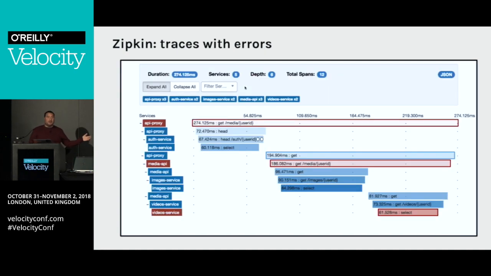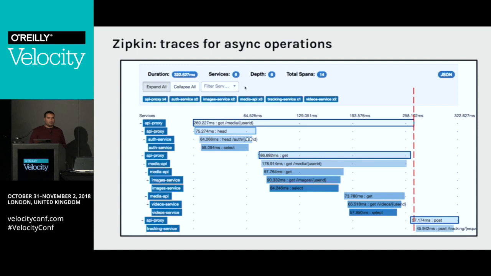And this is how it looks when you have errors. You will see that they are marked in red, but more important, you will see how this error is propagated upstream from the video service to the media API and from the media API to the API proxy. And this is what I was mentioning about an async operation. Because after the request responded with 200 or 202, let's say you have a tracking service after that that is doing some other job. That is expensive, that's why you don't want to do it synchronously. You can keep that in the same trace, and then you can see the overall picture, right?